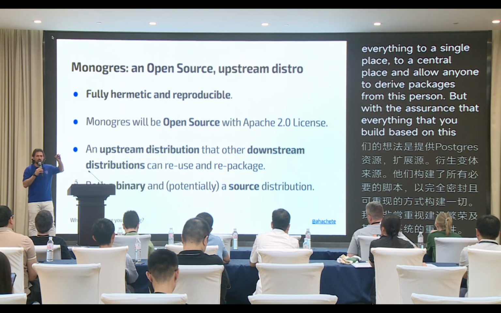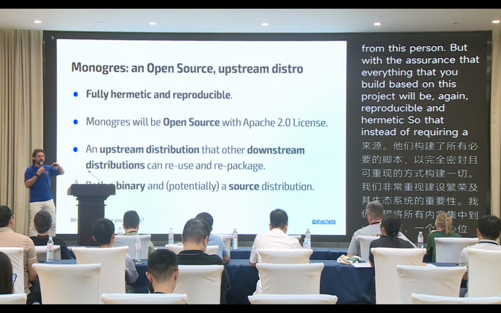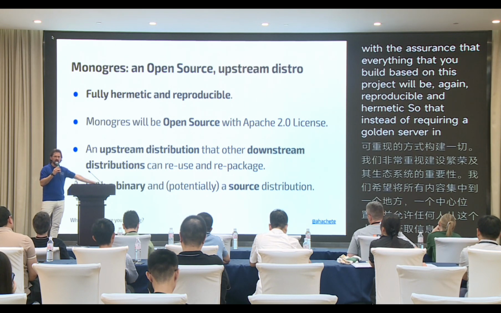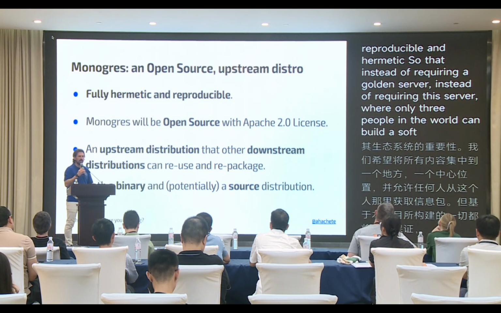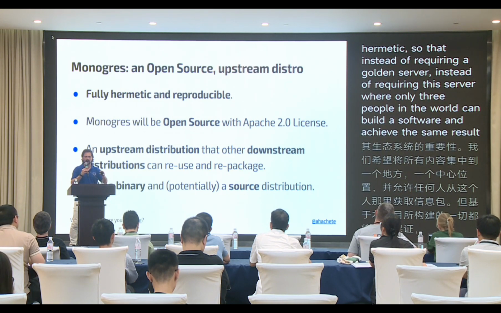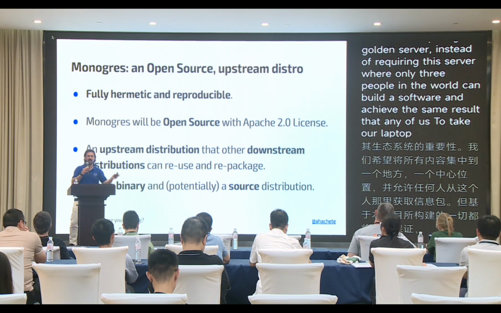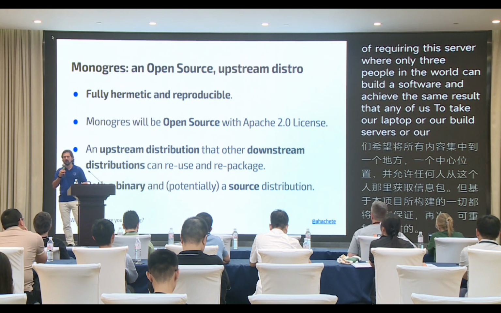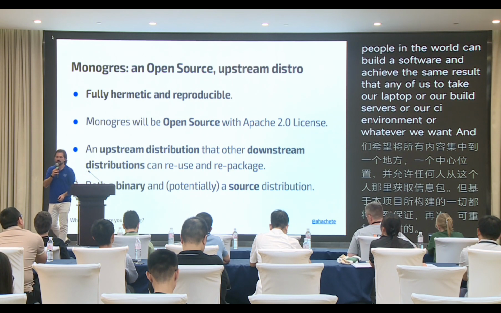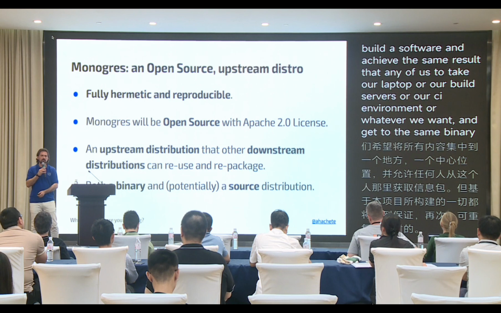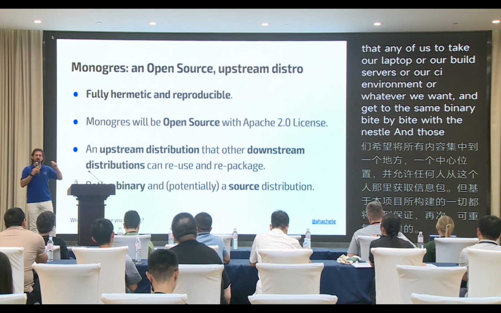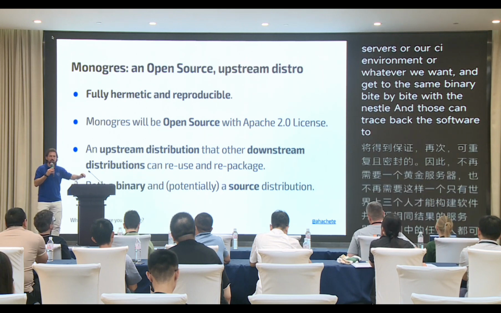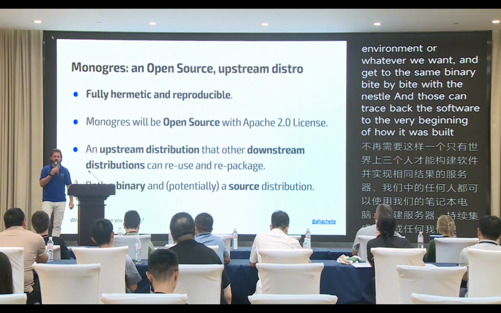So that instead of requiring a golden server, this server where only three people in the world can build the software and achieve the same result, any of us could take our laptop or our build servers or our CI environment or whatever we want and get to the same binary, byte by byte, with an SBOM. And we can trace back the software to the very beginning of how it was built and against which libraries it was built.